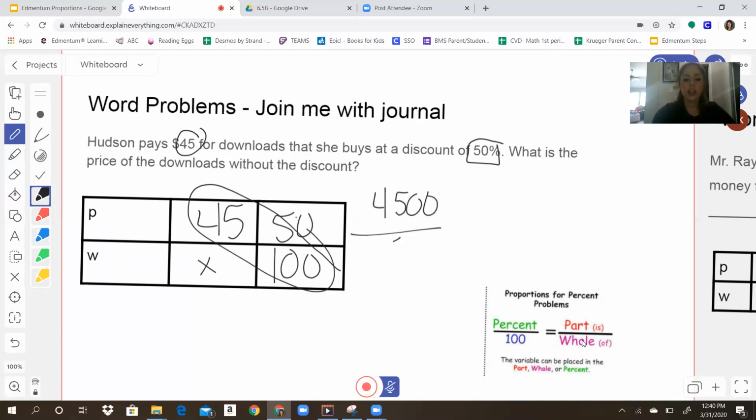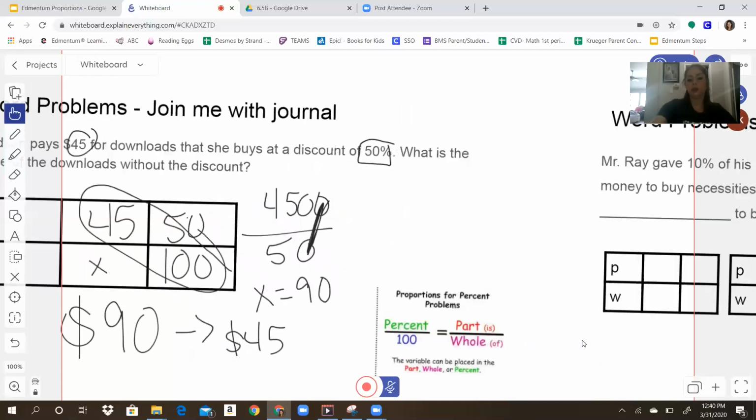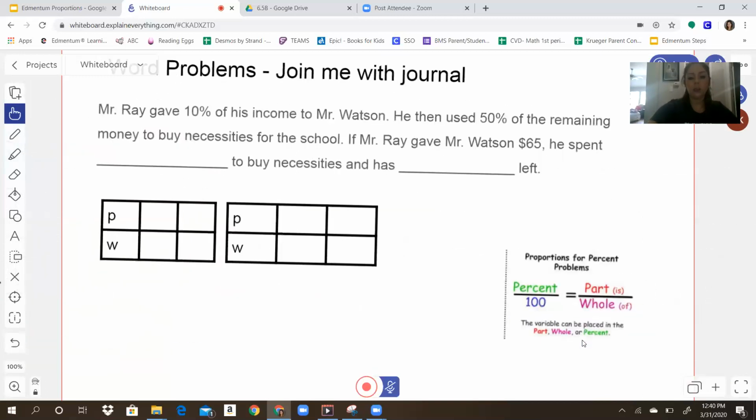4,500 divided by 50. 450 divided by 5, x equals 90. So the cost of the download was $90, but then she got a 50% discount and ended up paying $45. We like 50% discounts because then we can cut numbers in half, no problem.